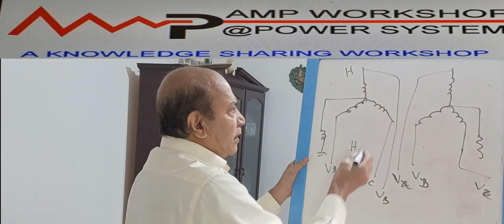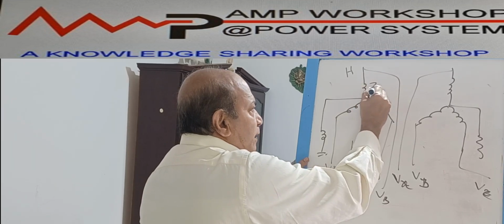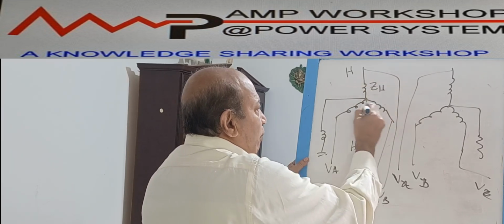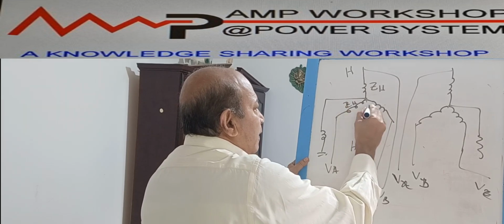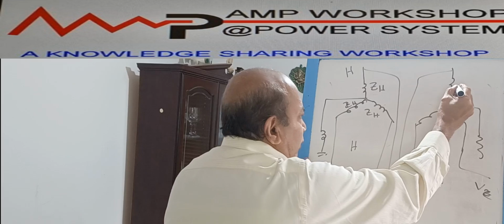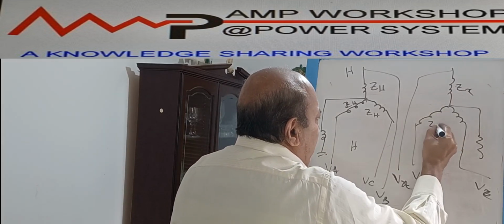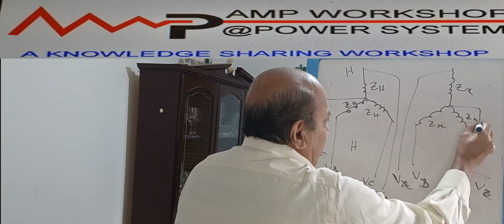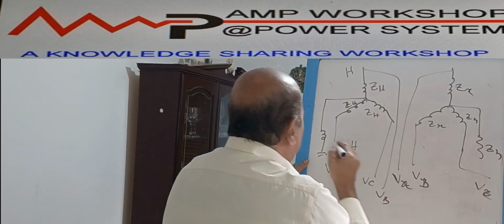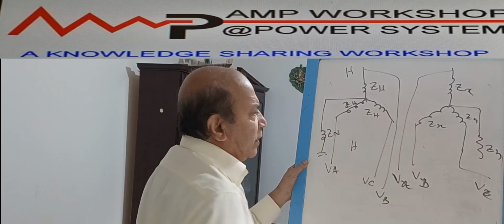This is primary. Suppose this is your impedance, ZA. All are ZAs, and on the LV side the impedance is ZX. The neutral impedance is capital ZN on the primary and small Zn on the secondary. You consider it in that way.